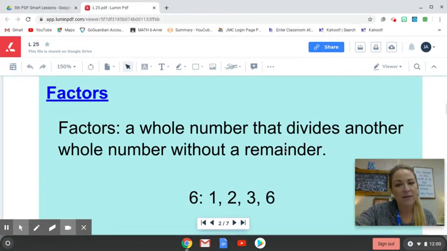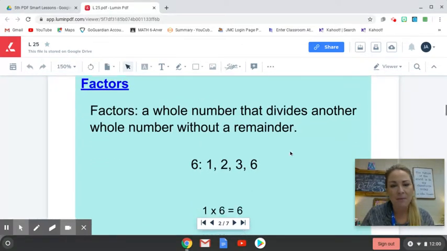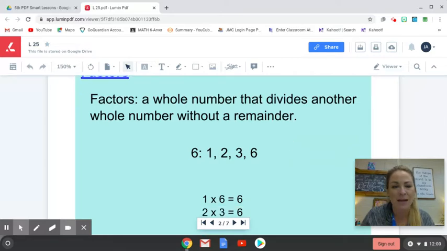So just a little bit of vocabulary here. Factors: a whole number that divides another whole number without a remainder. So really another way to think about this is, what are all of those smaller numbers that can be multiplied to make the whole number we're looking at? So for example, if we're talking about the number 6, what numbers can be multiplied together to make the number 6? And really when I demonstrate this in the classroom, I show it like a rainbow and we write them out almost like a rainbow, completely spaced apart in pairs.